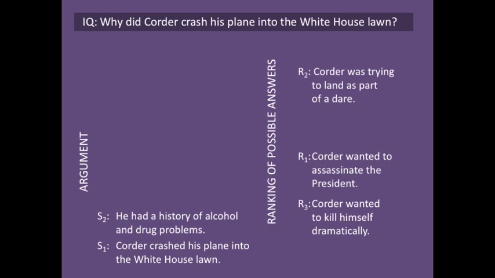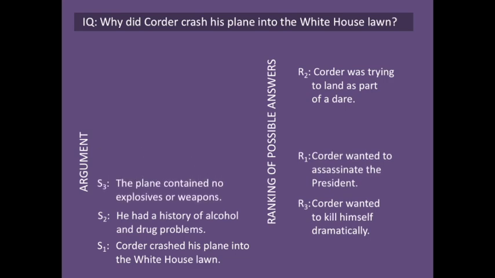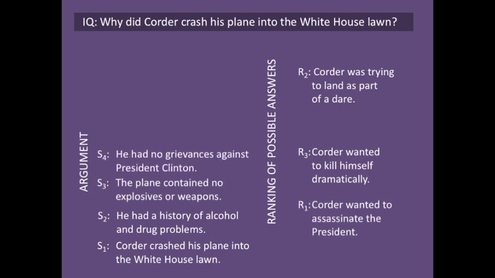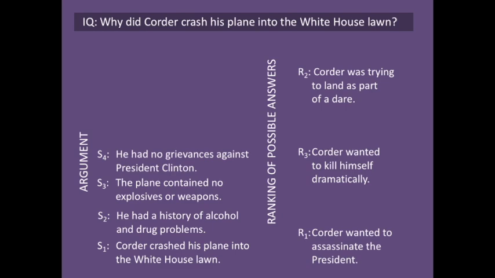What happens when they gather still more information? The fact that the plane contained no explosives or weapons. Well, once they learn that the plane contained no explosives or weapons, that's probably going to push the assassination rival down in the ranking. They're going to take that rival less seriously. When they learn that Frank Corder had no grievances against President Clinton, that's going to push the assassination rivals still farther down the list of possible answers to the implicit question.